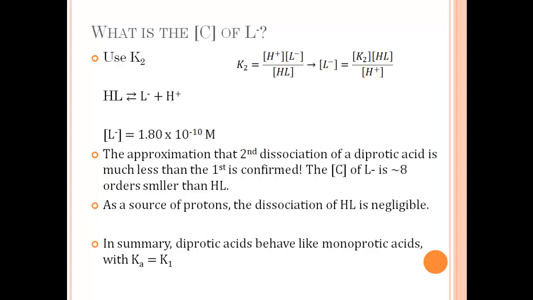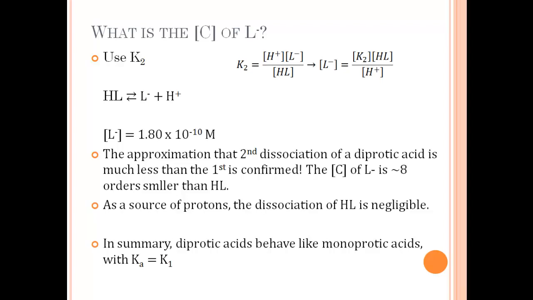I figured out what H+ was. I know what HL is. It's the same thing as H+, and I know what my K2 is because I have it from the table. So I plug all those numbers in, and I can find the concentration of L minus, which is 1.8 times 10 to the negative 10th molar. Realize that the approximation that the second dissociation of the diprotic acid is much, much less than the first one is confirmed right now. It's about 8 orders of magnitude smaller than HL, so it really doesn't dissociate at all.